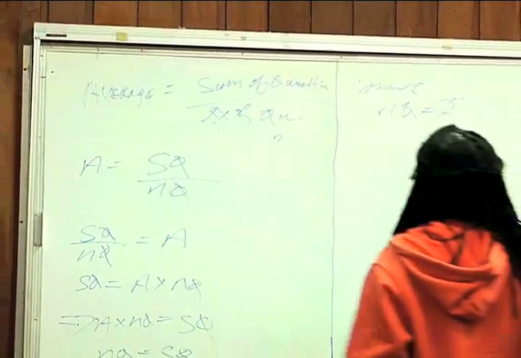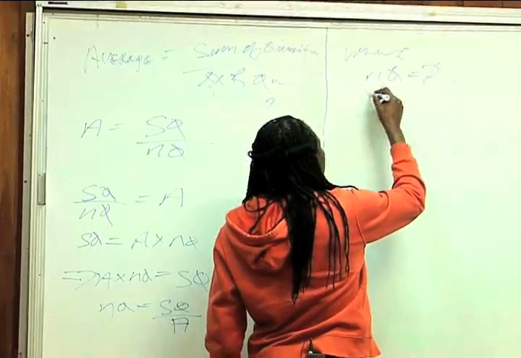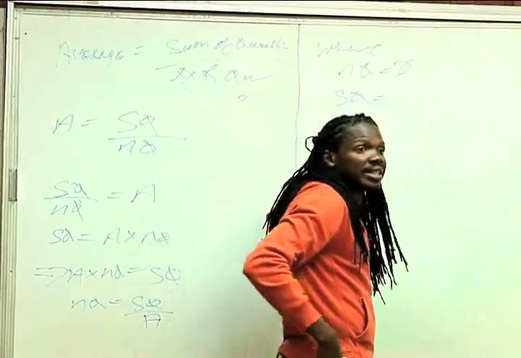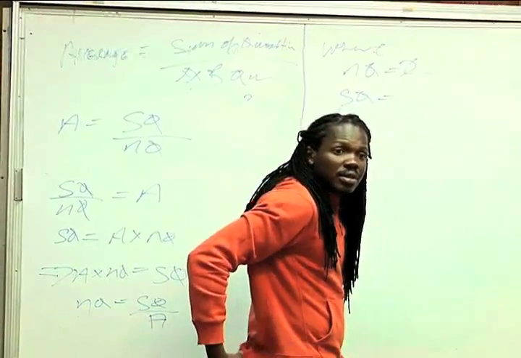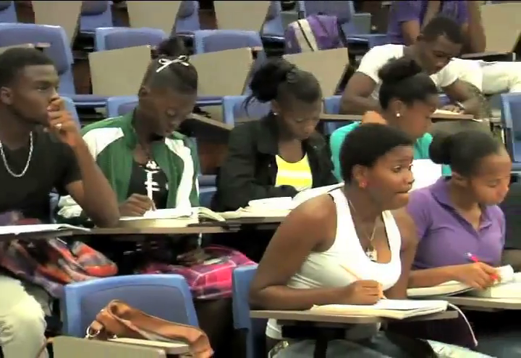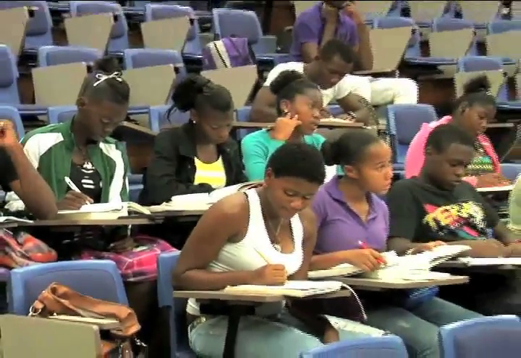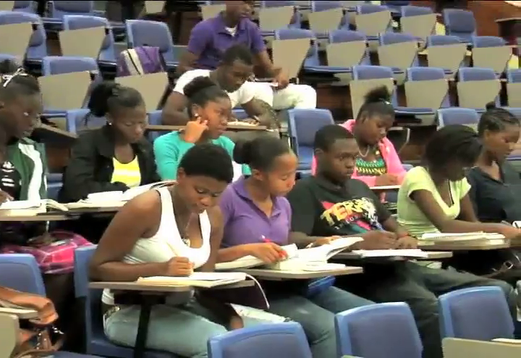Do we know the sum of quantities? Yes. SQ, what is the sum of quantities? 4,680. Do we know the average? Yes.